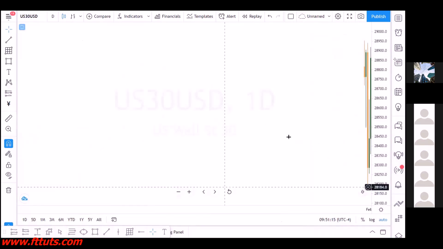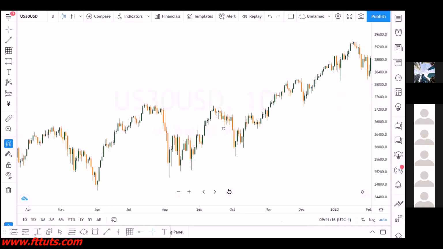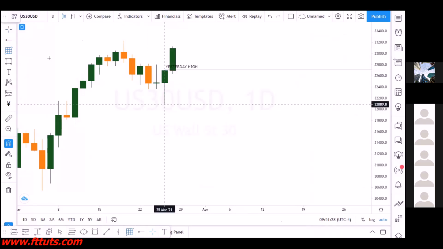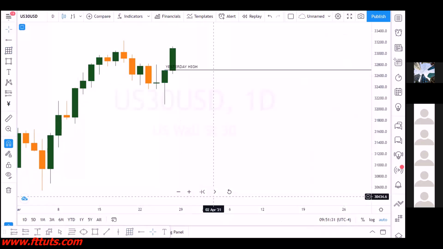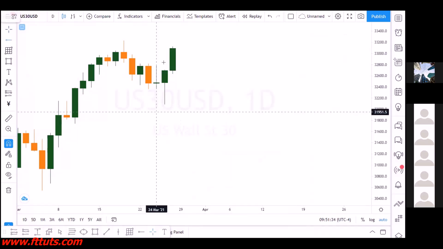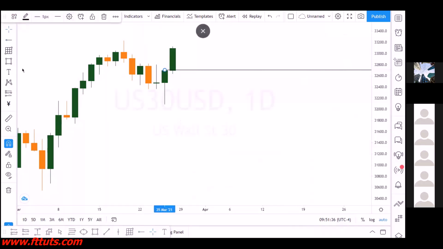Okay. So for the US 30 now, on the daily chart, I won't like to make this complicated. We're just going to do it fast on the Friday price action. So getting the highs and lows of Thursday price action, which is going to be yesterday high and yesterday low. So this is just the highs and lows. Yesterday high.